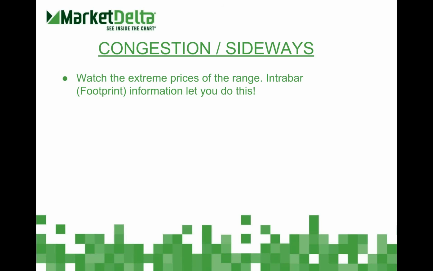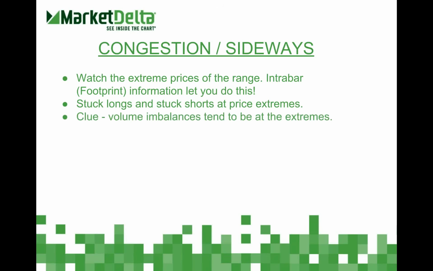You can look for other guys who, unfortunately, the market's a vicious place. There are people that buy the high and sell the low all day long, and they're trapped. It's the way it is. So you're looking for stuck longs and stuck shorts at price extremes. We'll look at a few examples of that. And a clue: the volume imbalances tend to be at extremes. Not always, but you'll see them at extremes in these congestions. It's classic: everybody getting long at the highs, everybody getting short at the lows.